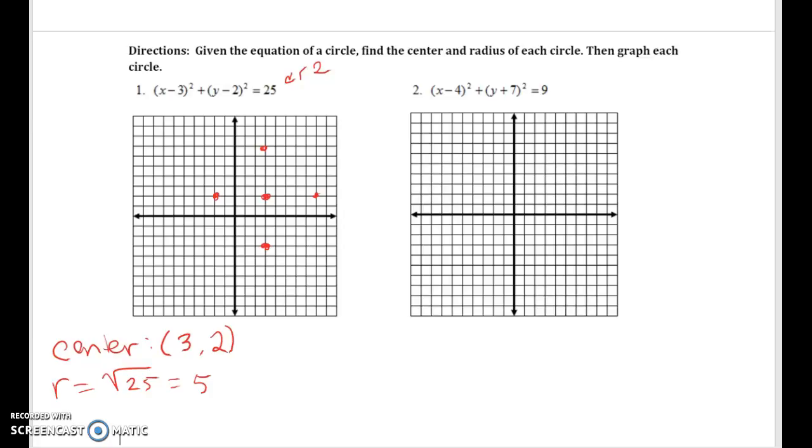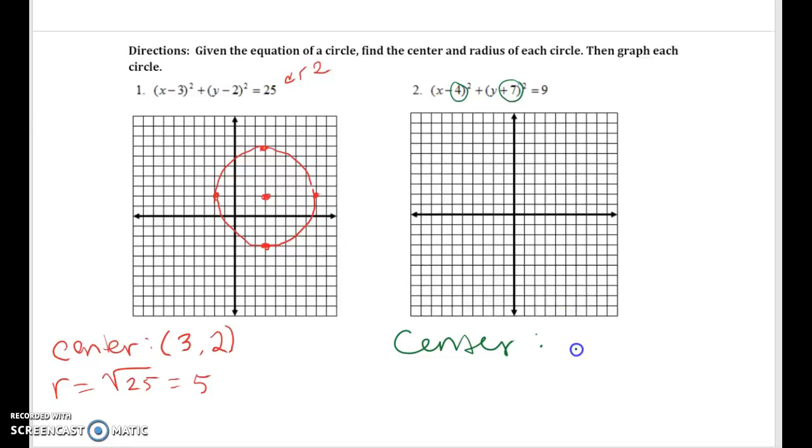Once I've counted 5 in each direction, I can use my compass to make the circle so it comes out really nice. I don't have a compass tool on my Word, so it's not going to look as great. Okay, kind of rough right there. And so we're going to do the same process for the next example. We want to look at the equation and take the opposite sign of what we see there.